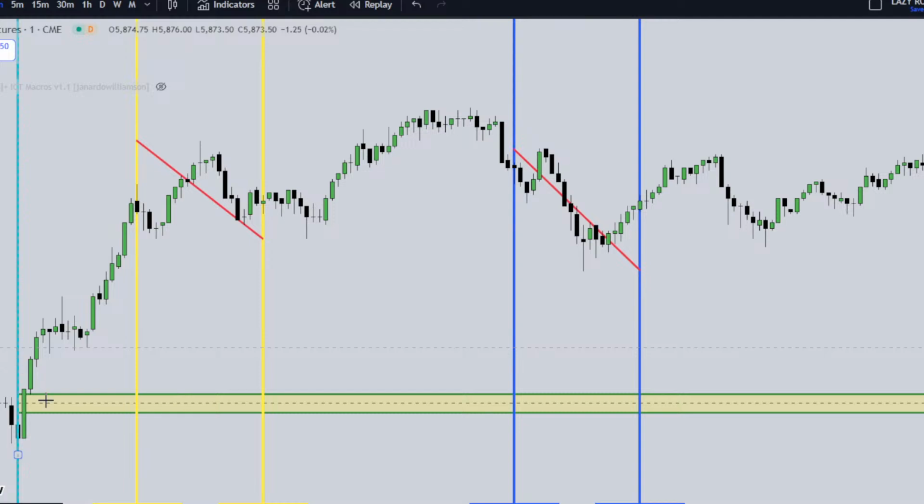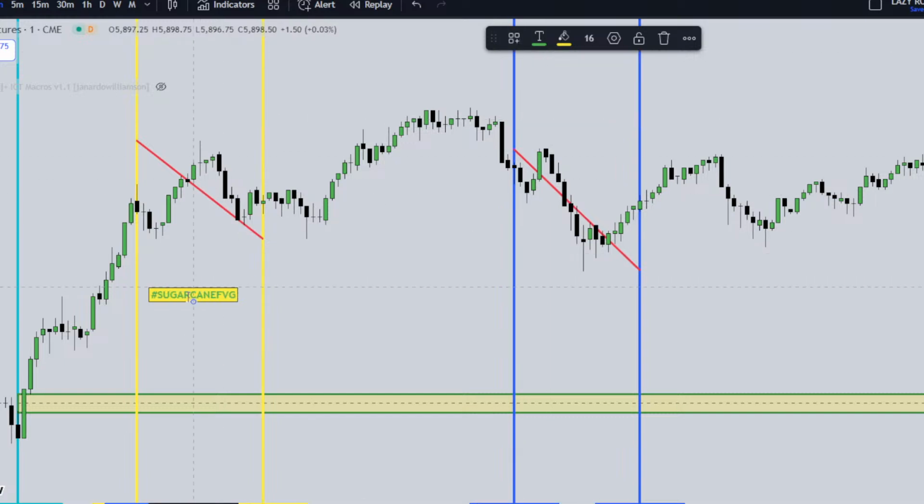I'll go for step two. Step two is where you look for the 3 bars and make sure you have one in the middle with a space. That's where you form your sugar cane, which is called the fair value gap. That's smooth, I like that. Right here is our sugar cane, and we can label it. Good job to you both. We got our first two steps.